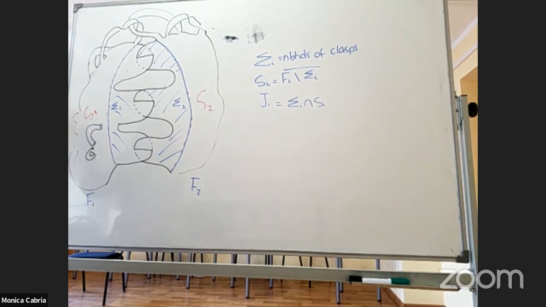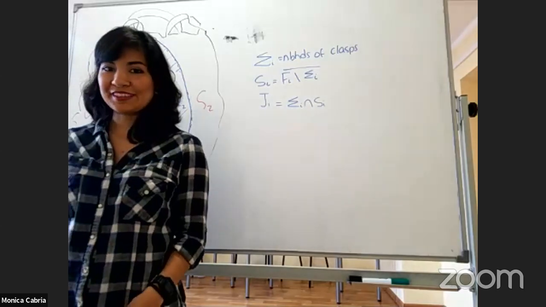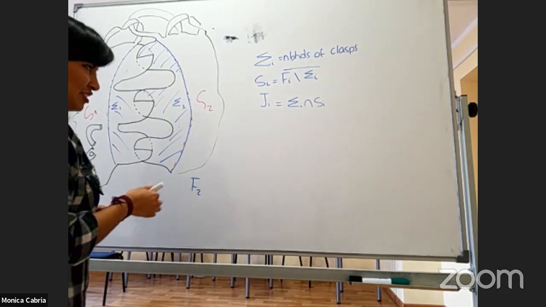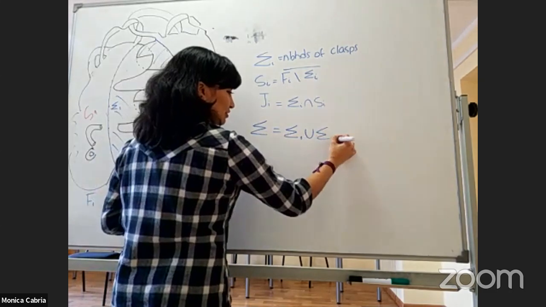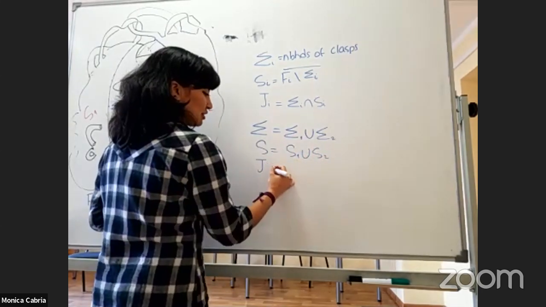Is that okay? Yeah. So this picture could be much more complicated if these handles link with the clasps and clasps link with each other. So this is not the most general type of such a picture, but just some simple type. So now in general, our sigma will be just a union of sigma 1, sigma 2, as well S will be S1, S2, J will be J1, J2, and so on.